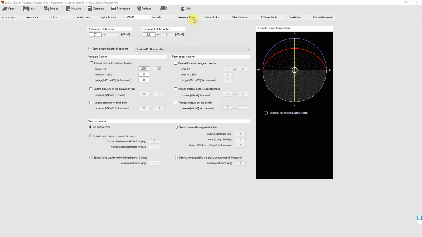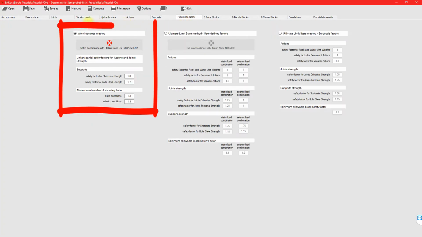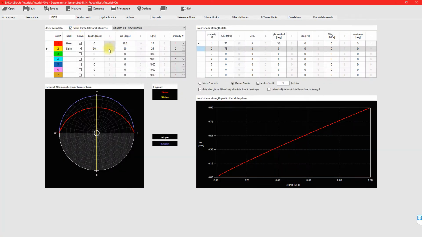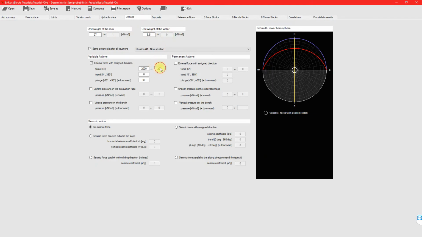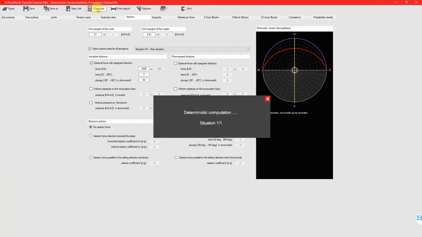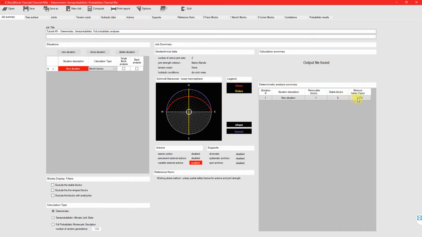In a deterministic analysis, the working stress calculation method is used. The standard errors of the data are disabled. Only the mean values of the parameters are used in the calculation. The computed safety factor SF has a precise physical meaning. The fraction of SF exceeding 1 is the strength reserve.